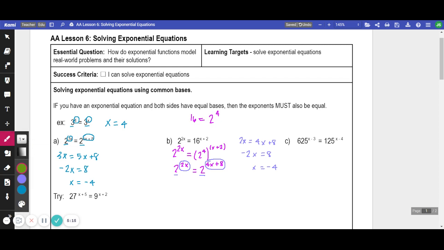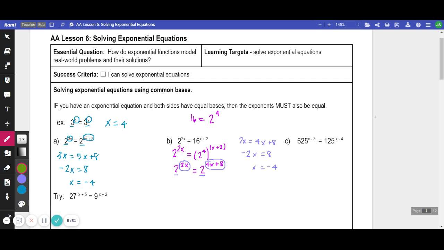I need to change the 625 to a number to a power, and the 125 to a number to a power. Your key is they both end in a 5, right? The only thing to a power that's going to get you a 5 is a 5.